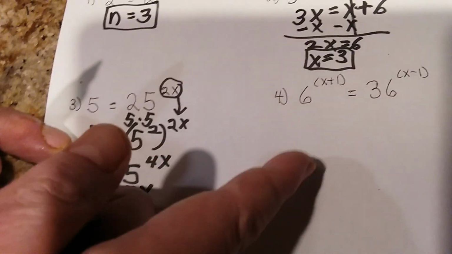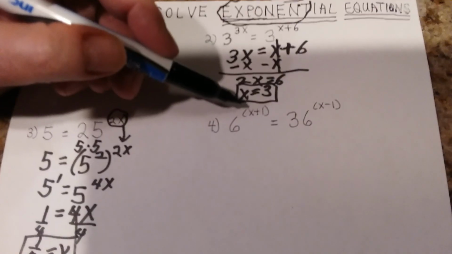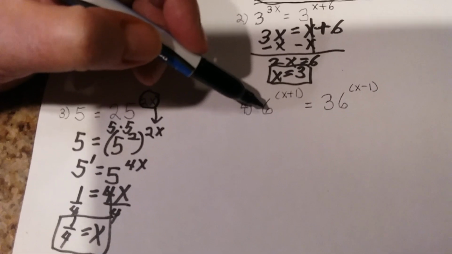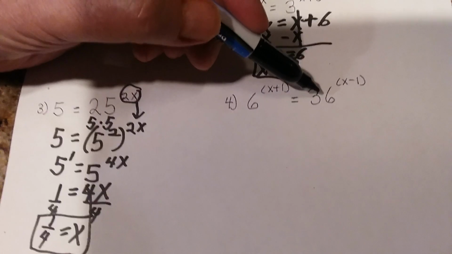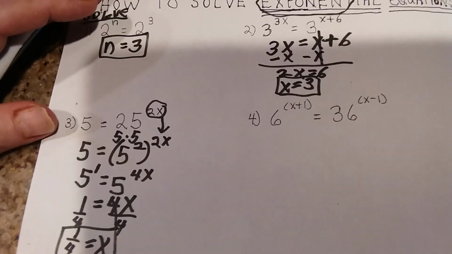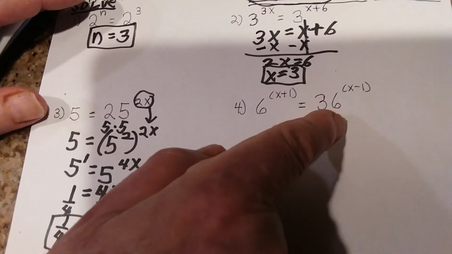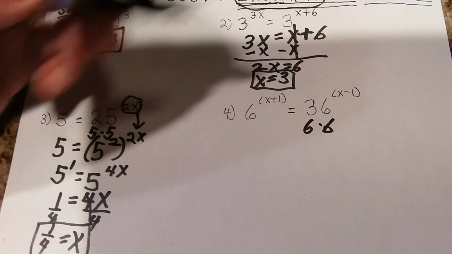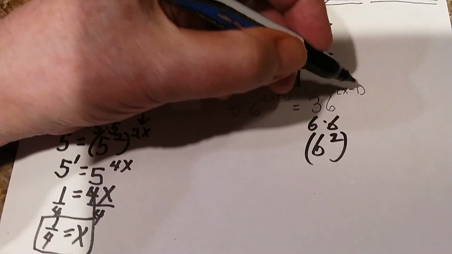Okay, now we get to one that's going to make you say, uh-oh, what do I do next? Okay, first off, the parentheses are there to keep the whole thing as a binomial. So this would be 6, and the exponent is the whole binomial, x plus 1. Here the base is 36, and the whole binomial is x minus 1. Okay, now we're going to follow the same rule. We're going to take the smaller base and multiply it on the other side. So 6 times 6 gives you 36. And that becomes 6 squared. Again, we bring this one down.